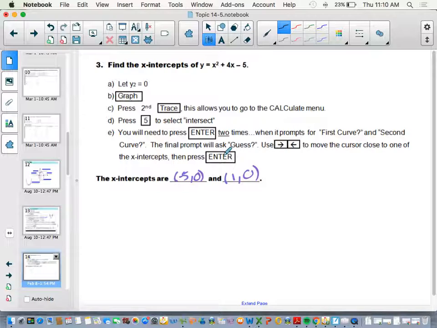Alright guys, we're moving on. Are we good? Do you see how we get both of them? Show me a thumbs up if you see it, a thumbs down if you don't.